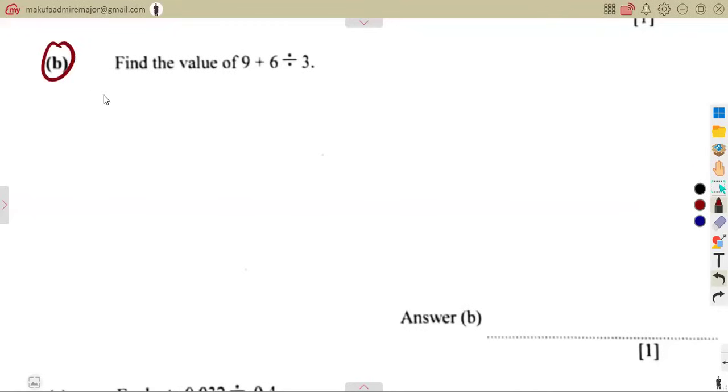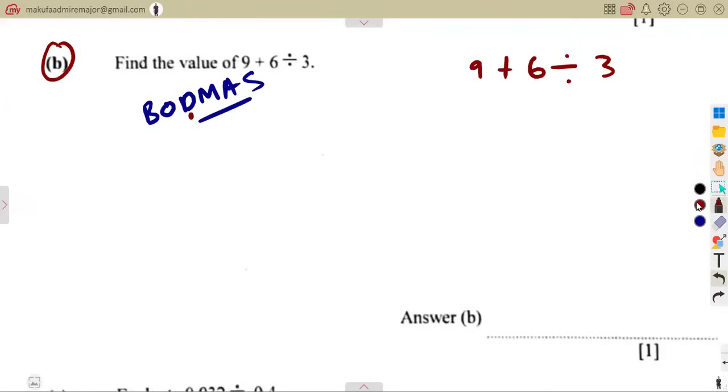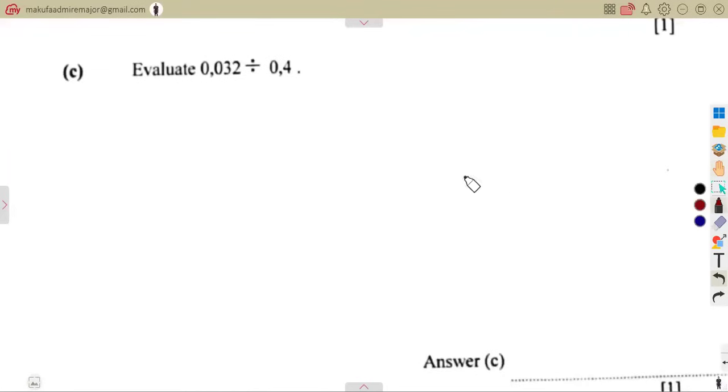Find the value of B. So we are given this, and this time let us apply our BODMAS. Remember, BODMAS, guys, still exists. Yes, we can have those things, but still BODMAS is existing. So we can apply the brackets of division. There is a division of these two values. So that means we are going to have 9 plus 6 divided by 3, which is a 2. Multiplication, we do not have; addition is the one that we are having. So you can add 9 plus 2, which is 11. So that is your BODMAS. So make sure you divide properly, simplify properly what you're given.